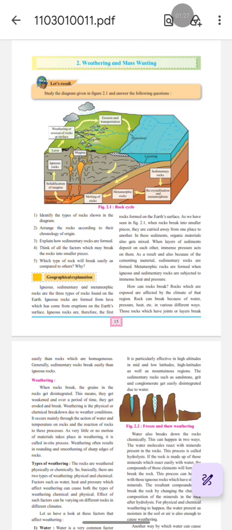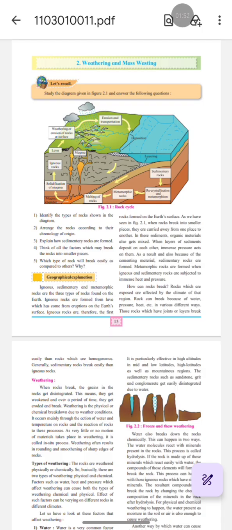Next is metamorphic rock. When igneous or sedimentary rocks are subjected to high heat and pressure, they change into metamorphic rocks. So remember, igneous rocks break into sediments, sediments form sedimentary rocks, and sedimentary rocks under heat and pressure form metamorphic rock. This continuous transformation is called the rock cycle.